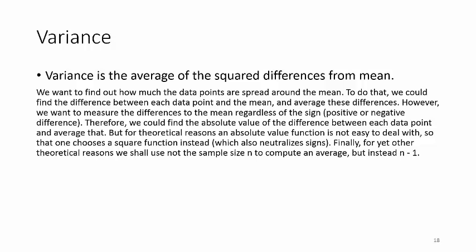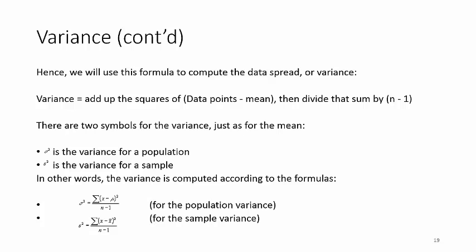But for theoretical reasons, an absolute value function is not easy to deal with, so we choose a square function instead. Finally, for yet some other theoretical reasons, we shall use not the sample size n to compute an average, but instead we will use n minus 1 to calculate the average. Hence, we will use this formula to calculate the data spread. So the formula is like this.